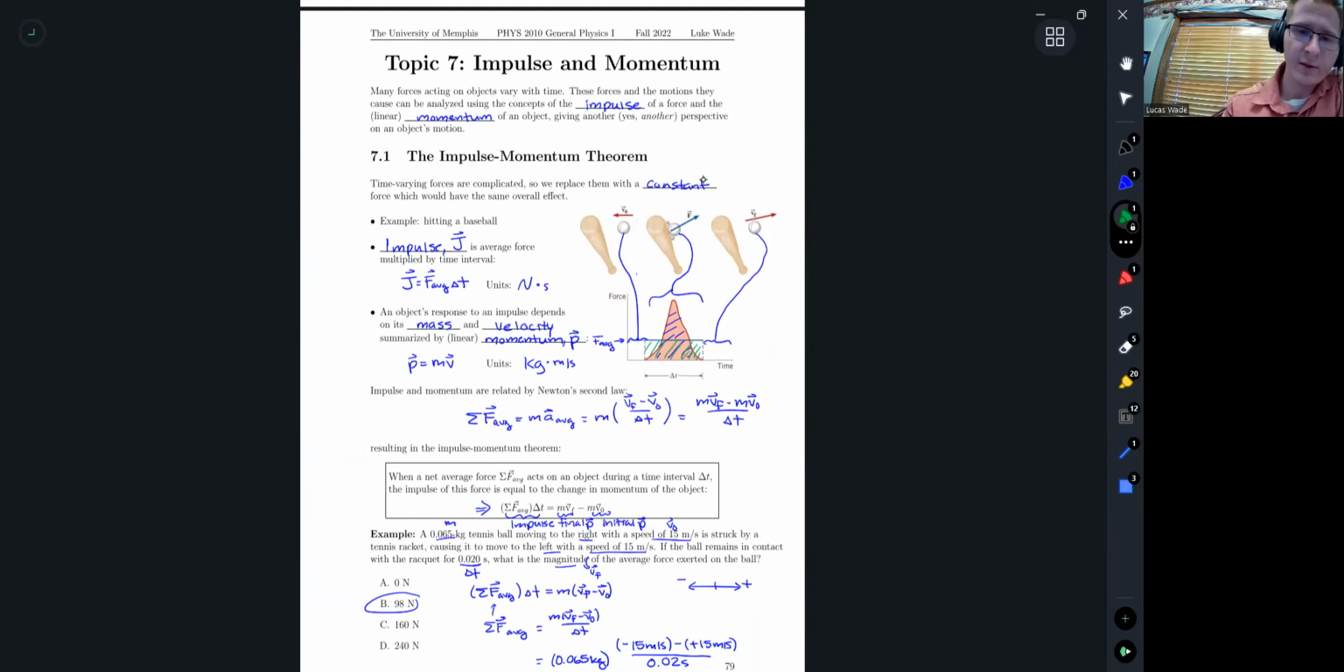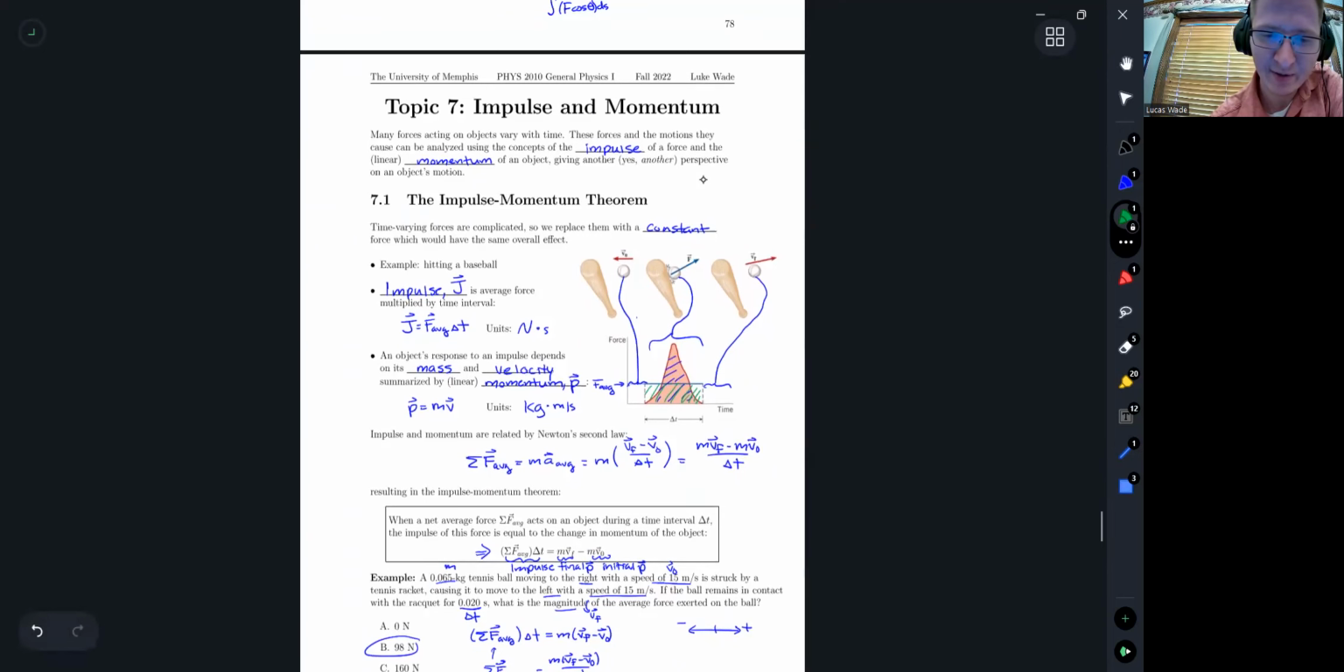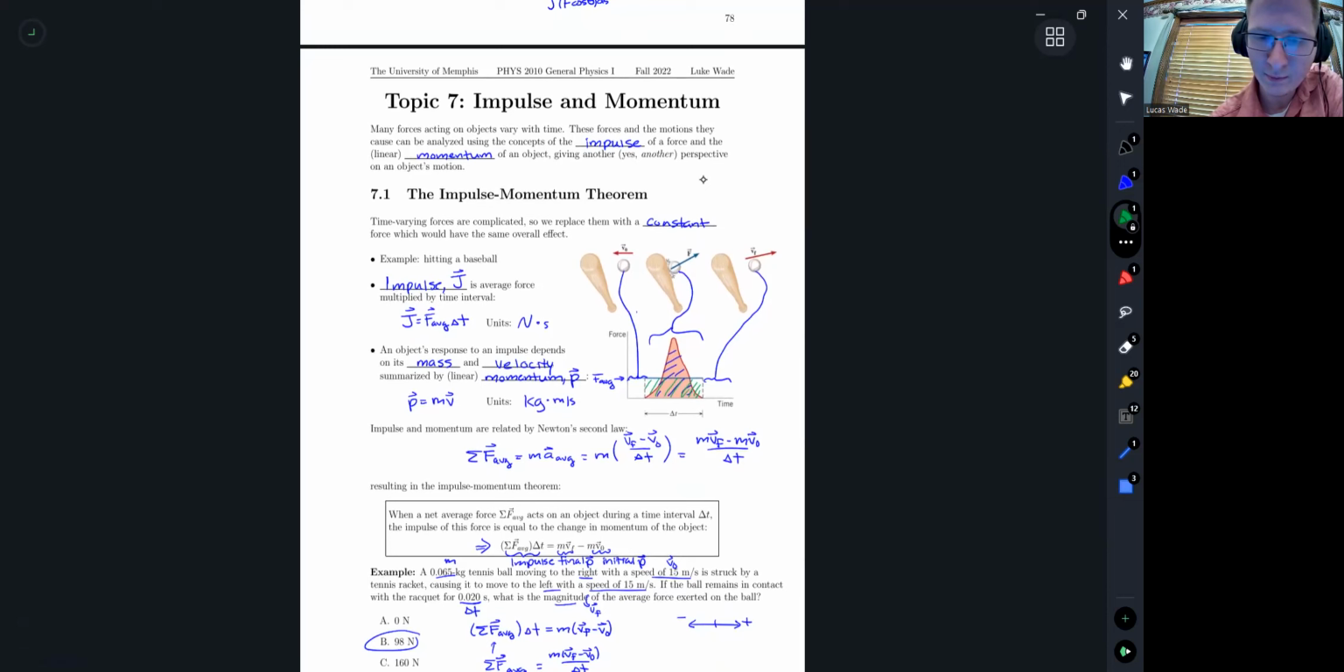Okay, impulse and momentum. I guess before moving on, any questions on that? Meaning topic 6, this previous stuff of work and energy.